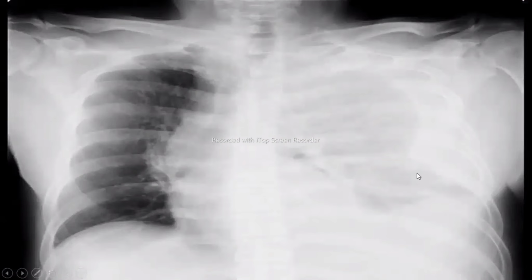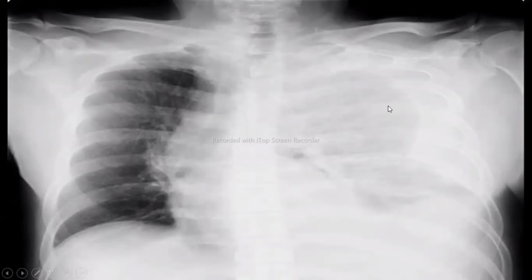What do you think, guys? Left-sided massive hemothorax. So first of all, which side is normal and which is abnormal? Right side is normal. Left side is abnormal. So here is the abnormality, because the lung is absent. Okay, it's there, but it's obscured by fluid, by blood.